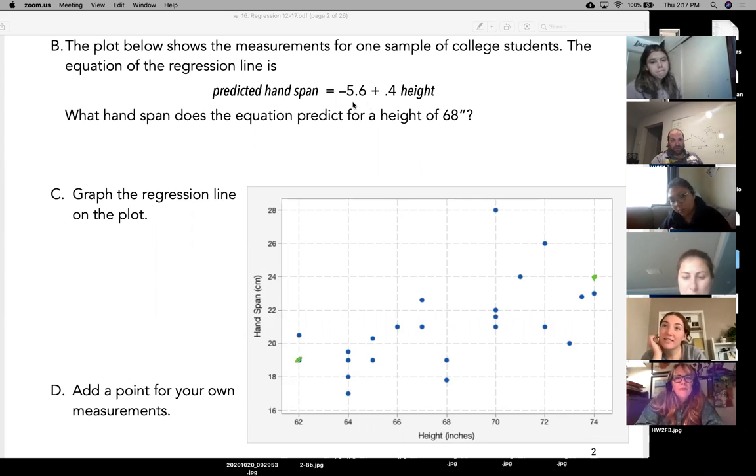So my best fit line has to have those two points on it, so this would be my best fit line.